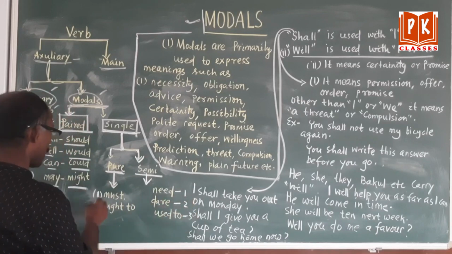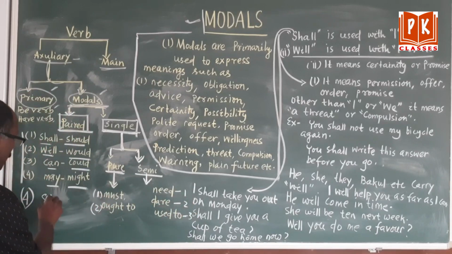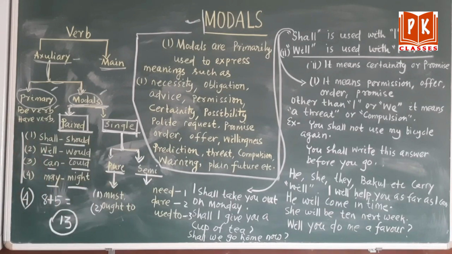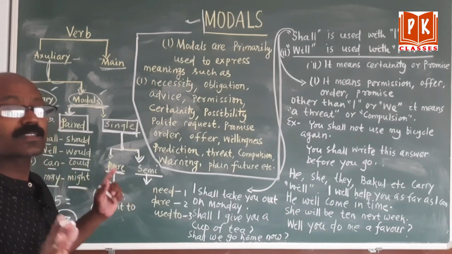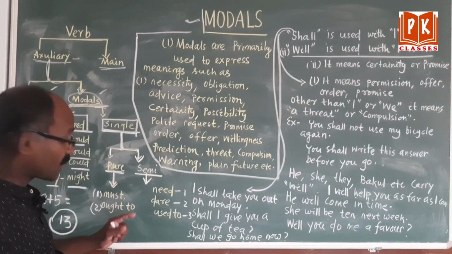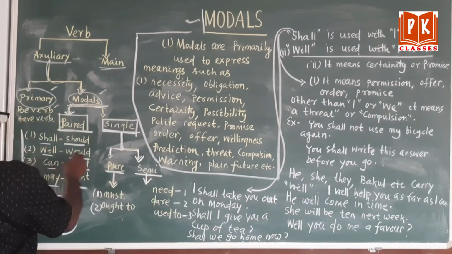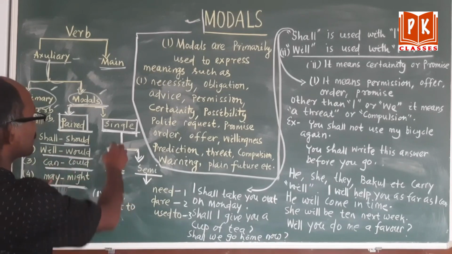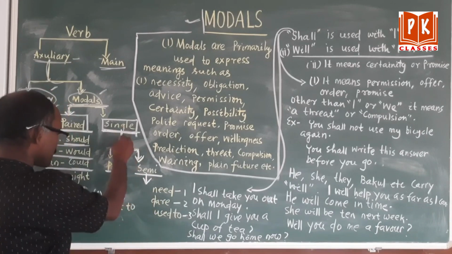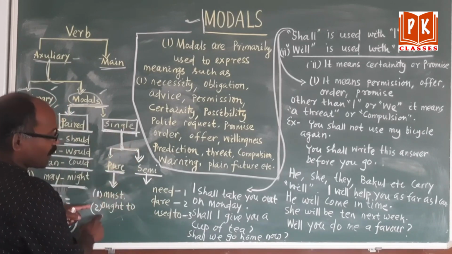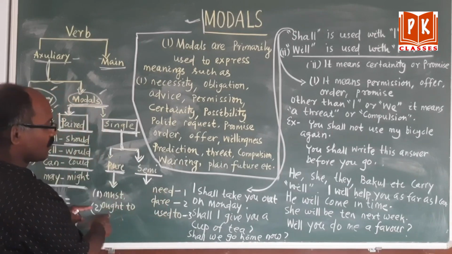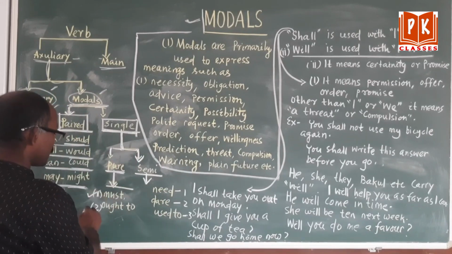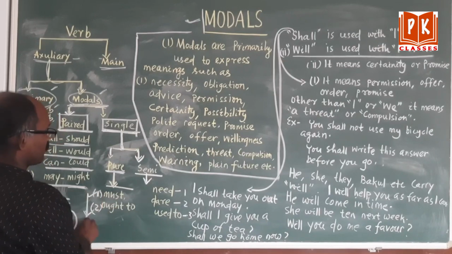So 8 plus 5 equals 13 modals. How many modals are there? There are 13 modals. Out of 13, paired is 4 pairs, that means 8: shall, should, will, would, can, could, may, might. Then single, you will find 5. In single, pure is 2, must and ought to. Don't ask, sir, why not need or dare pure? Please remember, pure is 2, must and ought to.